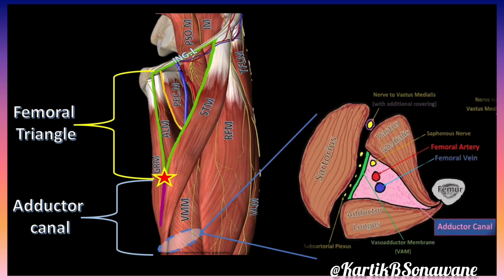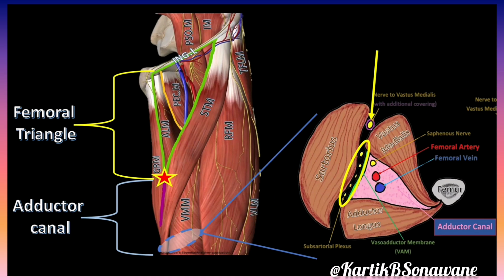tunnel encompassed by two muscles and one aponeurosis extending from the apex of the femoral triangle above to the adductor hiatus below. It is triangular in a cross-section, bounded anterolaterally by the vastus medialis muscle, posteromedially by the adductor longus muscle proximally and adductor magnus muscle distally, and medially by the vastoadductor membrane, a strong fibrous membrane joining the anterior and posterior walls. The nerve to vastus medialis lies outside the adductor canal above the VAM in a separate fascial sleeve. The subsartorial plexus lies in this region, sandwiched between sartorius and VAM.